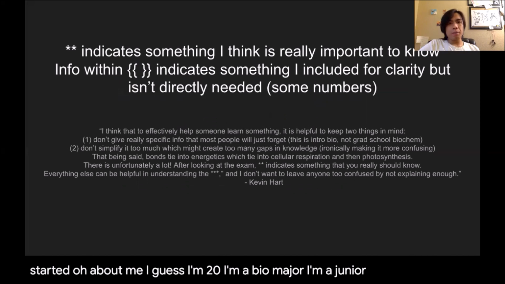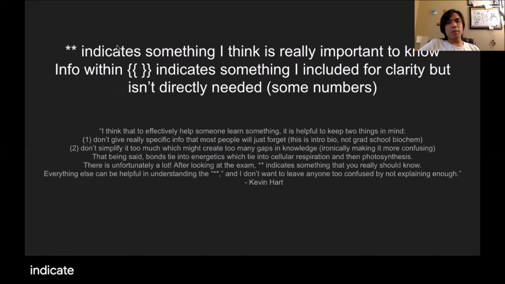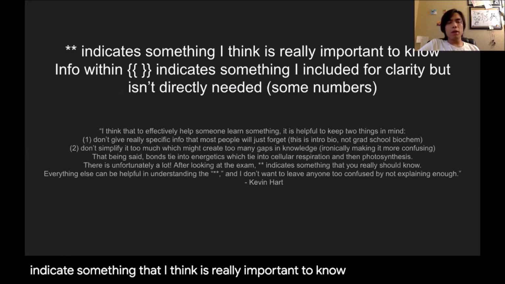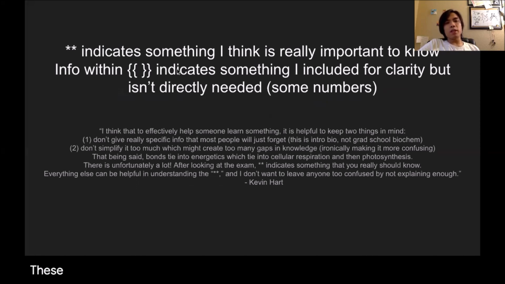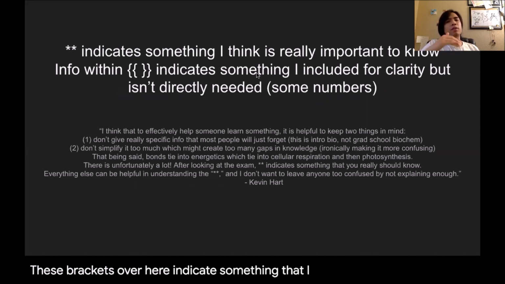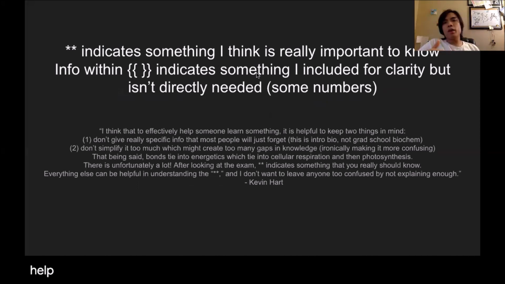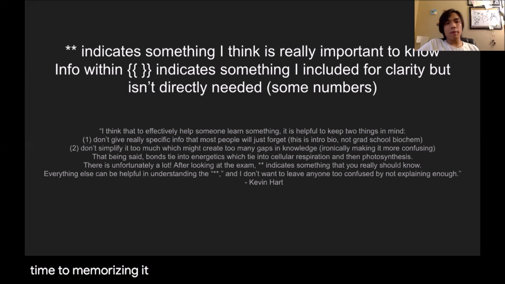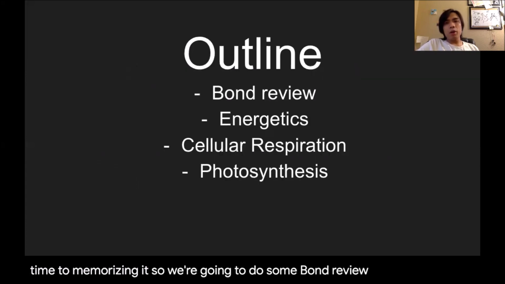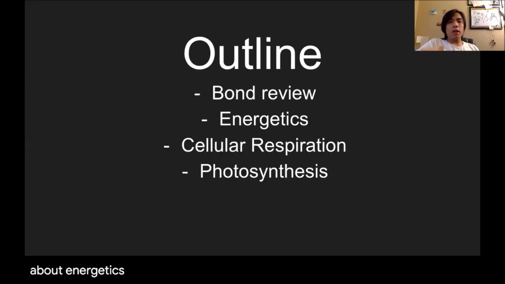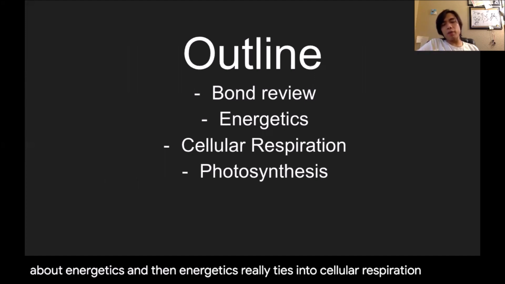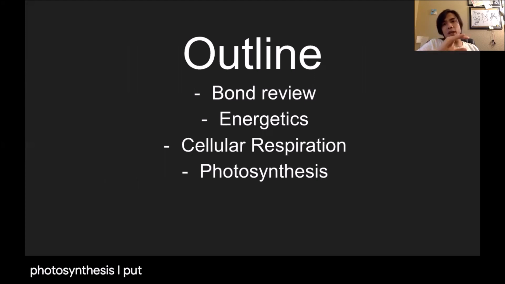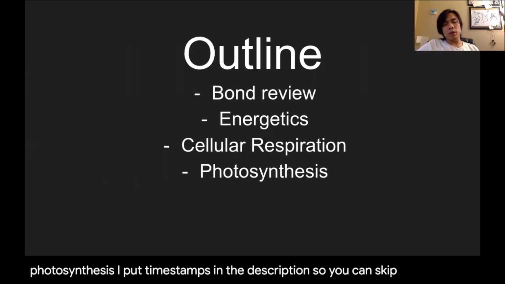All right. So the double stars indicate something that I think is really important to know, whereas the info within these brackets over here indicates something that I included just for clarity or to help with any explanation that might be wanted, but you should not commit your time to memorizing it. We're going to do some bond review. We're going to talk about energetics, and then energetics really ties into cellular respiration and photosynthesis. I put timestamps in the description so you can skip around to wherever you might need to go.